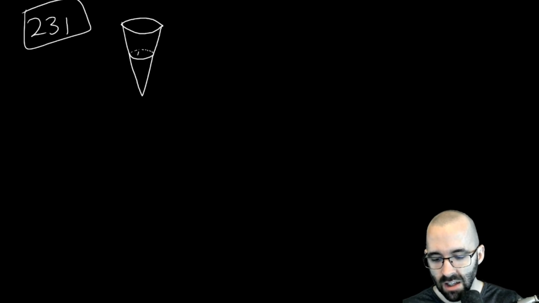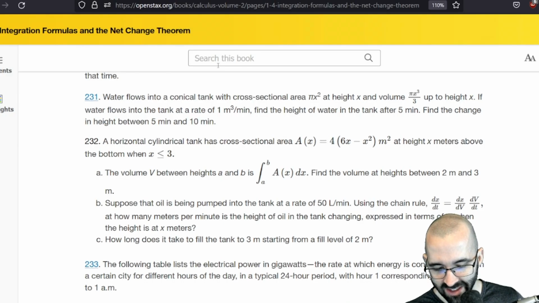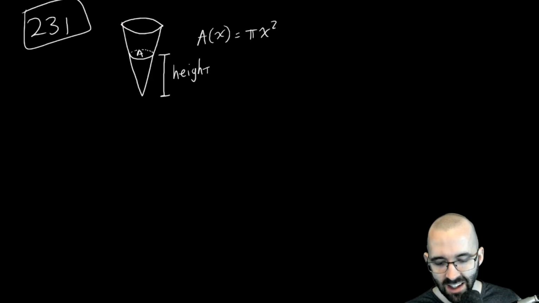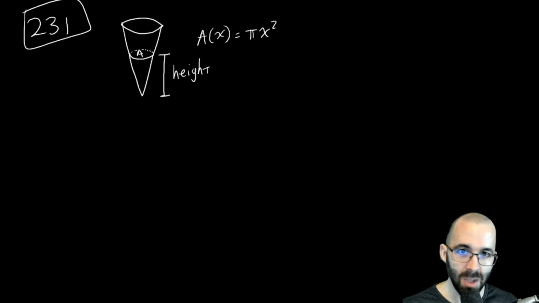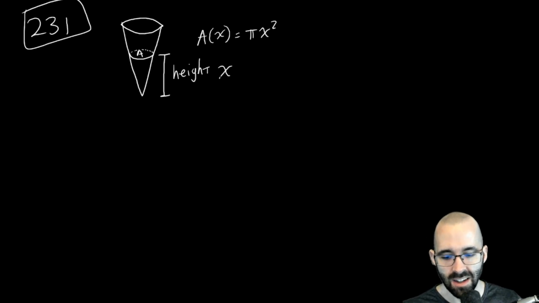It's telling us this area here is a function of x, and the area is pi times x squared, where x is the height, it says. Wait a minute. Is the tank sideways? Or is the height the same as the radius? Because in general, the area is going to be the area of a circle, so pi times the radius squared. So it looks like the height is actually the same as the radius at any given moment.